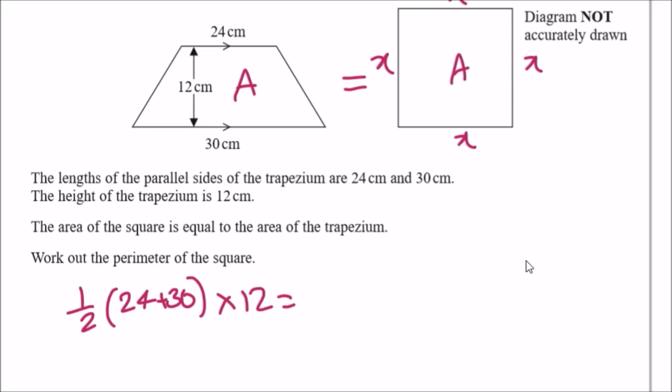So just have a go, just smash this in your calculator and see what you get. 24 plus 30, halved, times 12. And you should get 324. So this is the area of the trapezium, and it's also the area of the square.